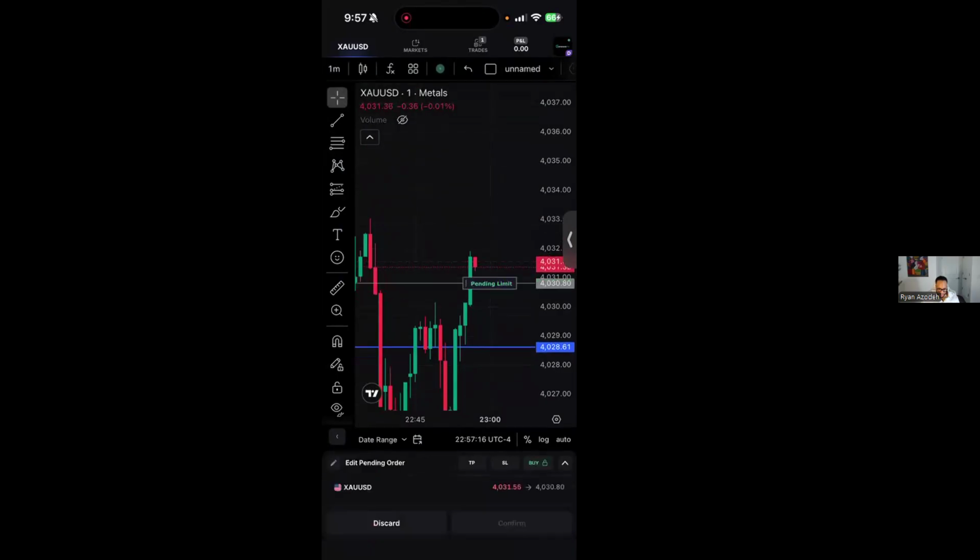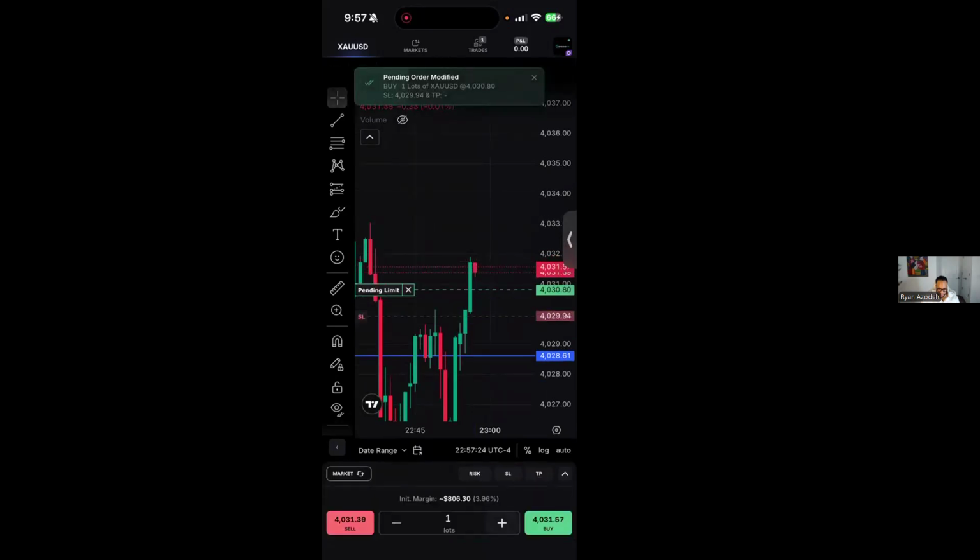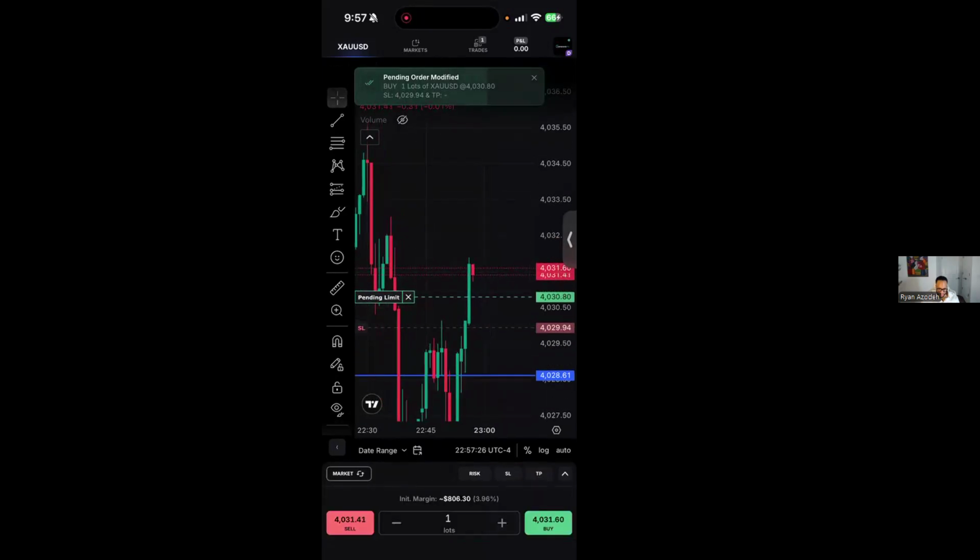I can click this line right there. I can press stop loss right there. I can do the same thing. I could drag it up, I can drag it down, right? So it could be my stop loss right there on gold. And then you could do everything on the computer that you could do on the phone.